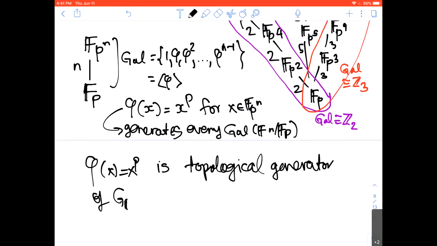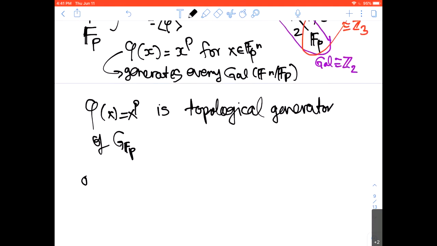Of the absolute Galois group of F_p, because in every finite extension, this element, its powers generate everything. So what this is saying is, if you give me an element in this group, and you look at it on some finite field, it's going to look the same as some iterate of the p-power map.